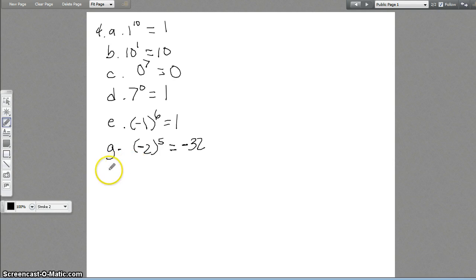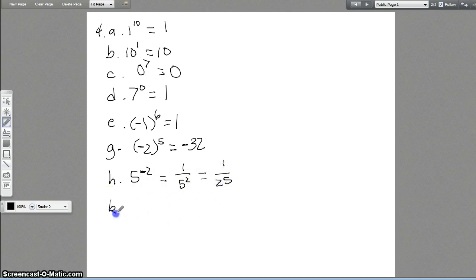Okay, we're going to do part H. We have 5 to the negative 2. That means it's going to be 1 over 5 squared, because this negative means we flip this from the top of a fraction to the bottom, and 1 over 5 squared is 1 over 25.